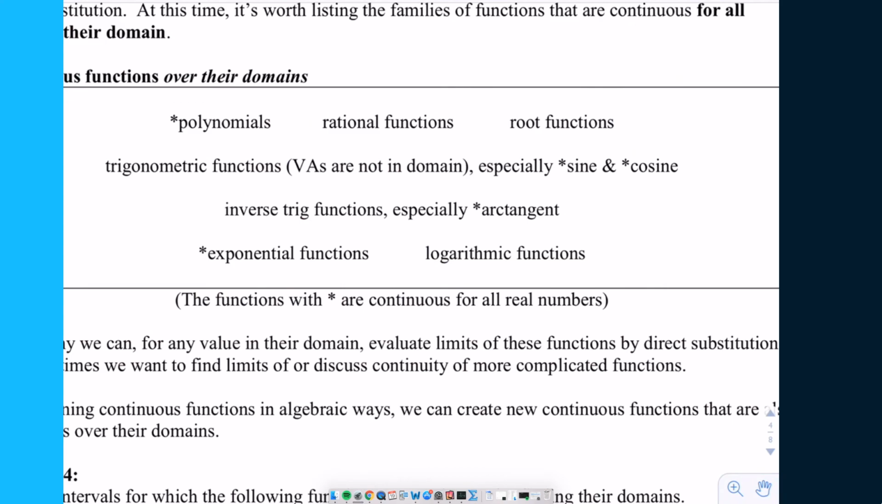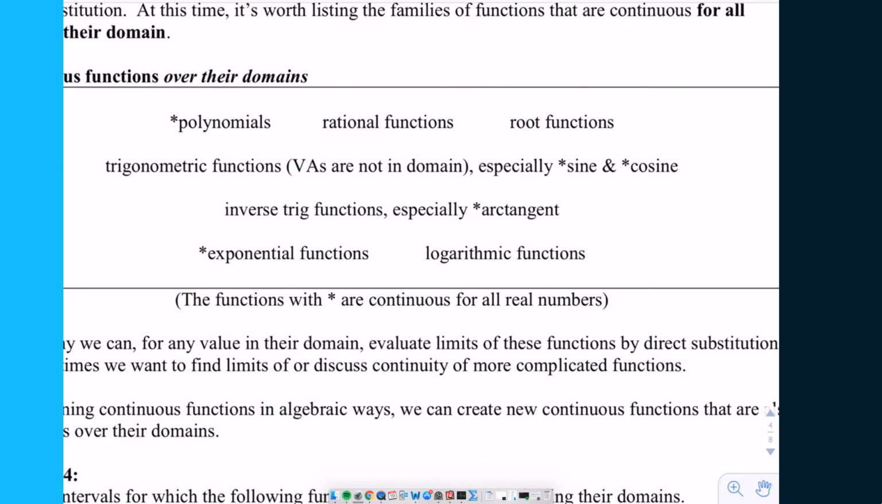It says the functions with the asterisk are continuous for all real numbers. So those are especially important. Where are polynomials continuous? Not just over their domains, but all real numbers, because that's their domain. So they're continuous everywhere. Are rational functions continuous everywhere? No, they might have holes and vertical asymptotes, but in between those they're continuous. But sine and cosine are continuous everywhere, all real numbers. Arctangent, all real numbers. And you know what that one looks like, right? And then exponential functions are continuous everywhere.